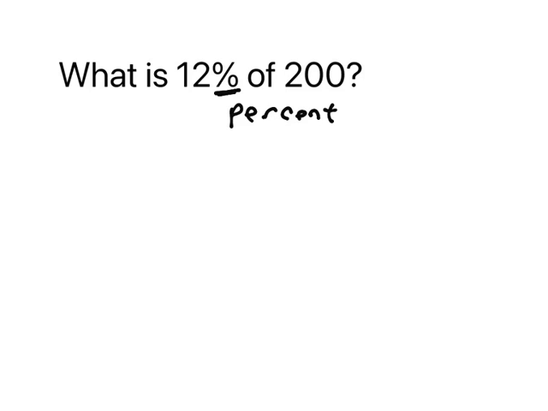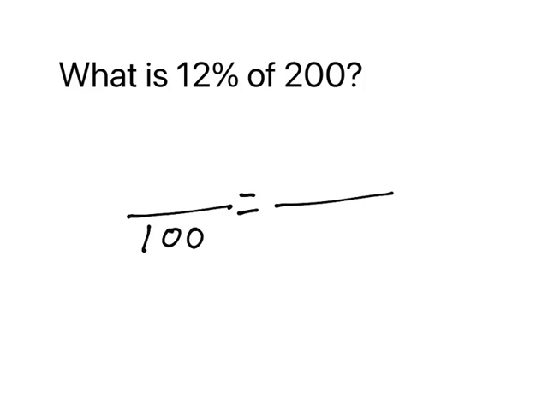Cent means per 100. So that word cent there, century, centurion, 1 cent as a penny. That's going to mean the idea of 100. So every percent is always going to be out of 100. So we can start there. It's always going to be a ratio. So if it's a ratio, I can use a proportion.